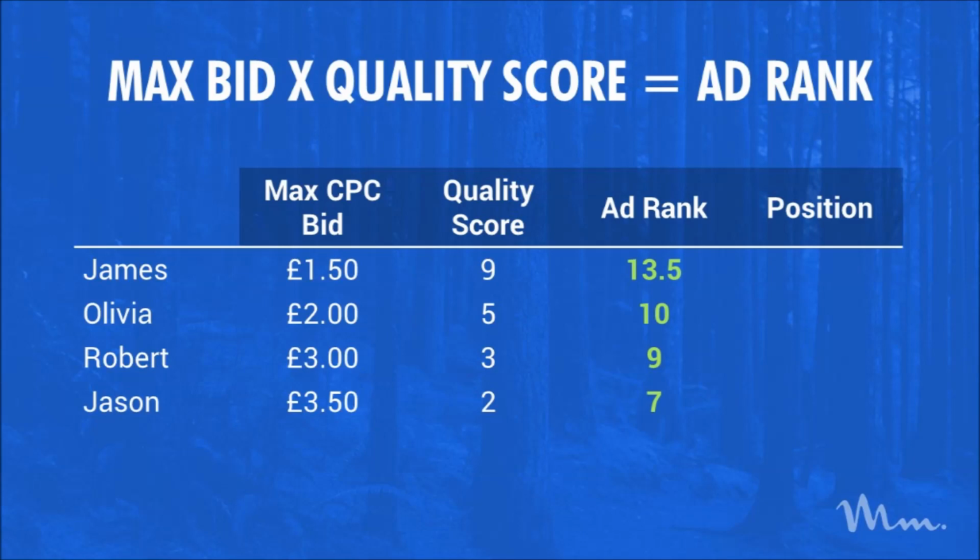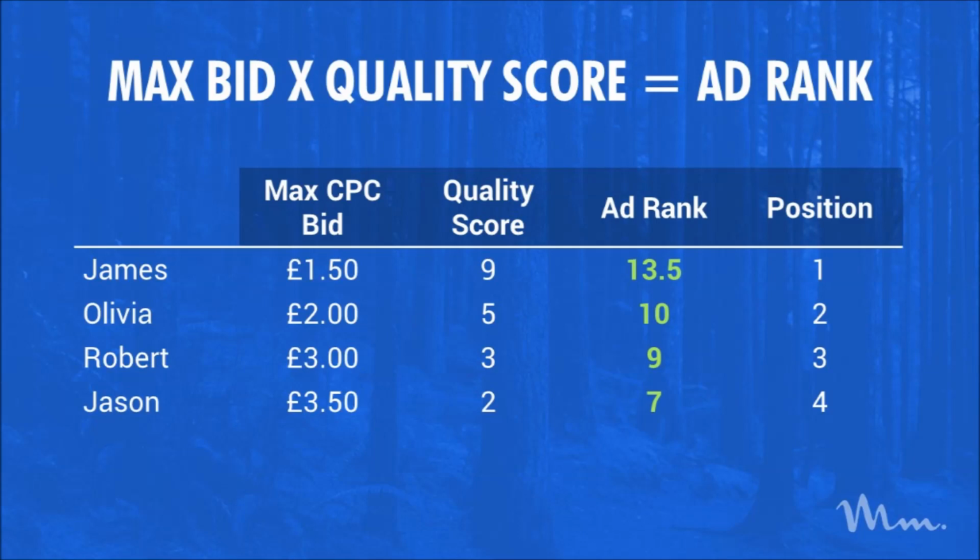So James's quality score is 9 versus Olivia at 5, so on and so forth. And you can see the AdRank is a multiple of the bid. So £1.50 times 9 is 13.5 as an AdRank. Olivia, 2 times 5 is 10, and again, so on and so forth. And therefore, because of those AdRanks, the positions are thus, and I've done it in order to keep it really straightforward on the screen, but you can see that it's quite a straightforward calculation.